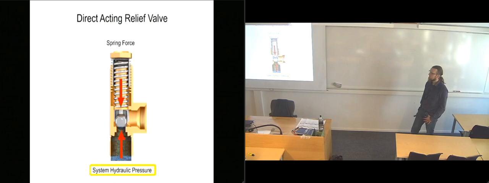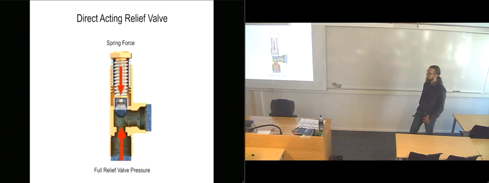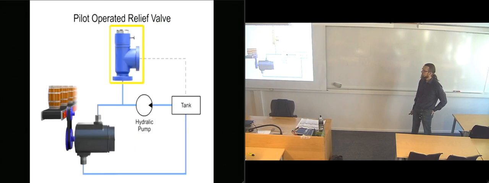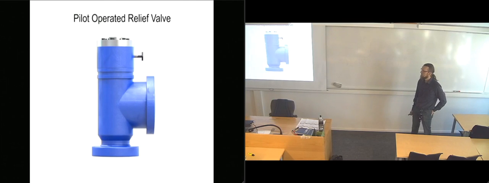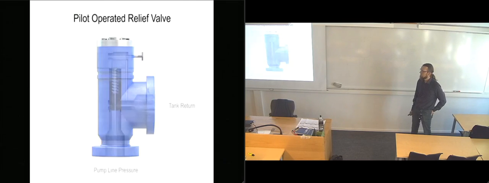If the hydraulic pressure increases even a small amount beyond this level, the valve begins to open and fluid begins to trickle through. The pressure at which the valve is fully open is called the full relief valve pressure and is higher than the cracking pressure. When the hydraulic fluid in the system reaches the full relief valve pressure, the valve will be fully open and all fluid is discharged through the outlet port. A pilot-operated relief valve makes it possible to handle higher pressures and flow. It's also much smaller than direct-acting valves rated for the same pressure.